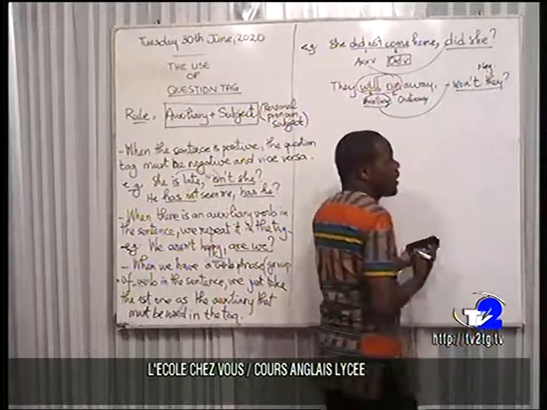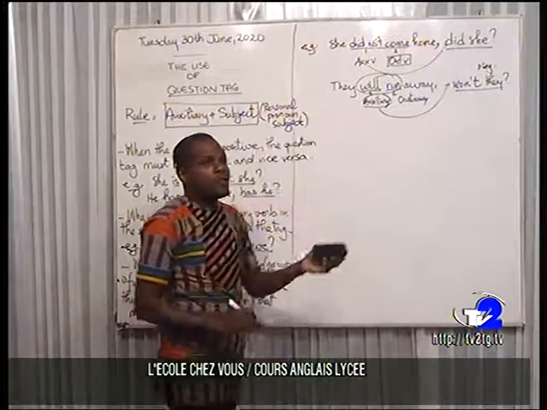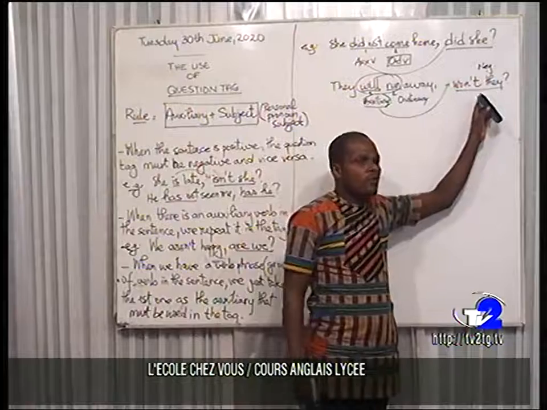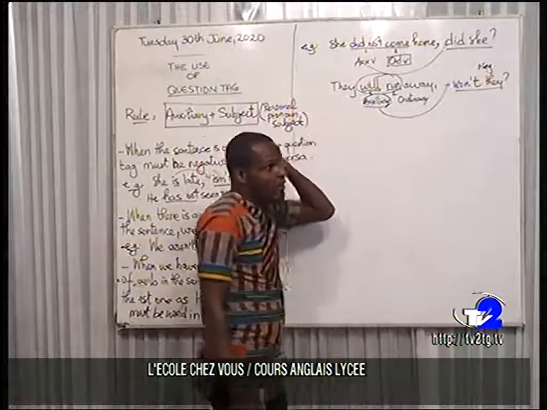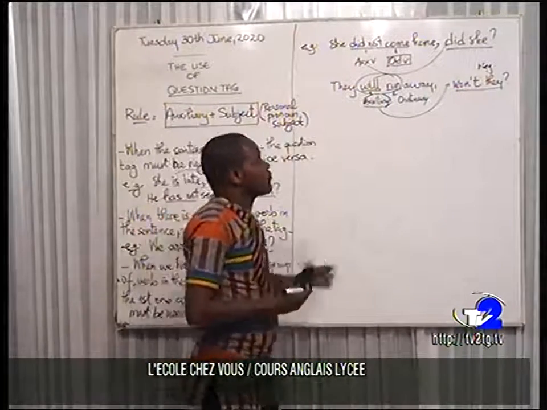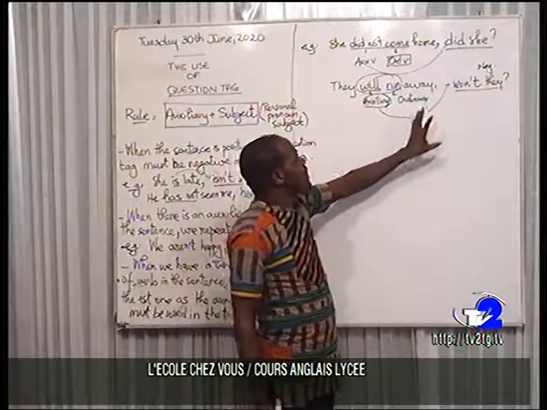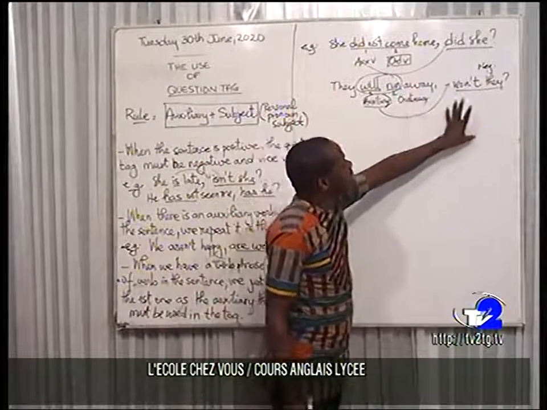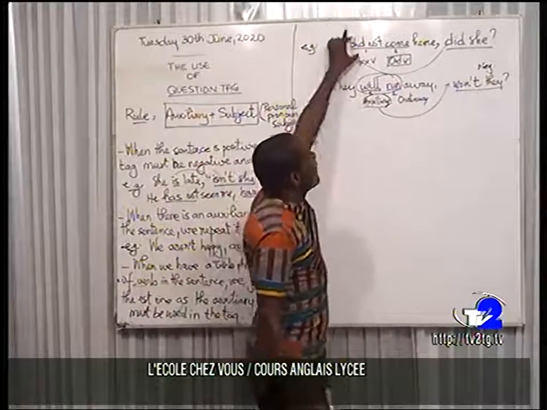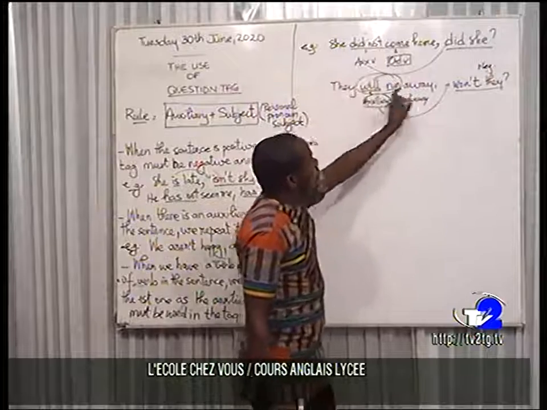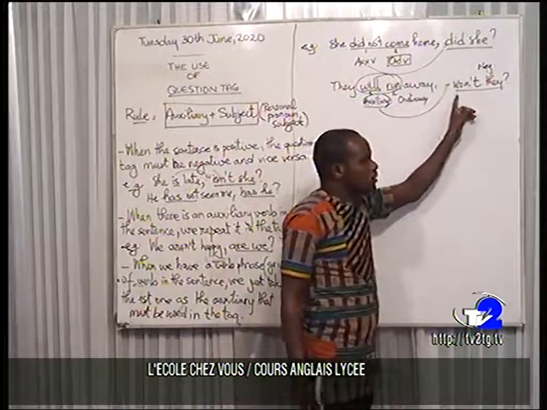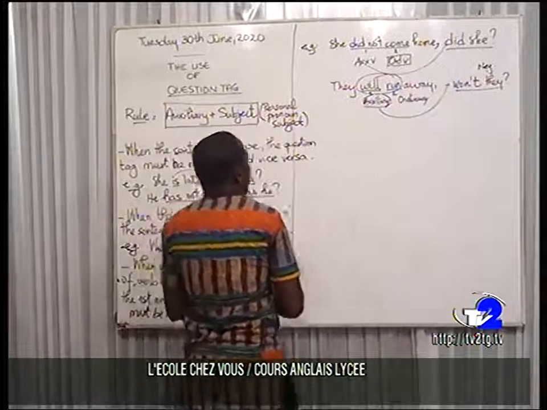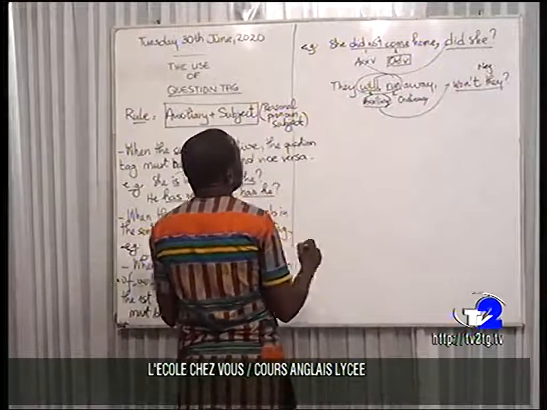I hope you are following what we are doing. This is the way we form the question tag. So I would like the cameraman to enlarge it so that you can easily see it. Anytime you have two verbs, you take the first one as the auxiliary and we use it. Now, that is what we need to know.